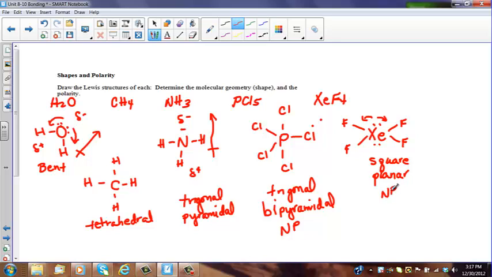Please remember that lone pairs need more space than bonding pairs. So lone pairs are going to smush bonding pairs together. And you'll probably need the chart to guide you when you first do this.